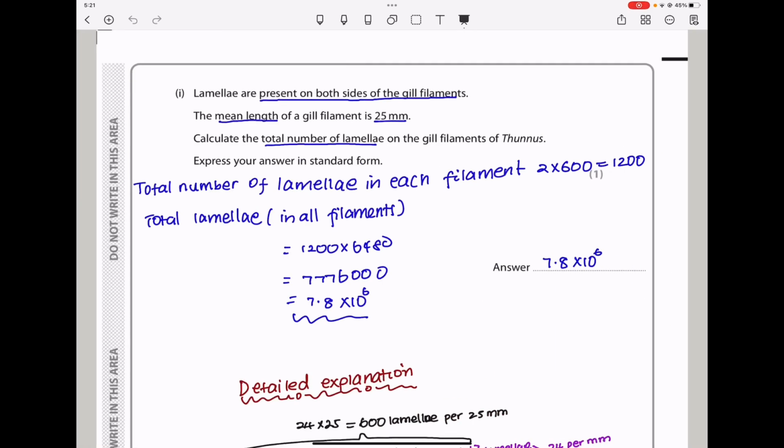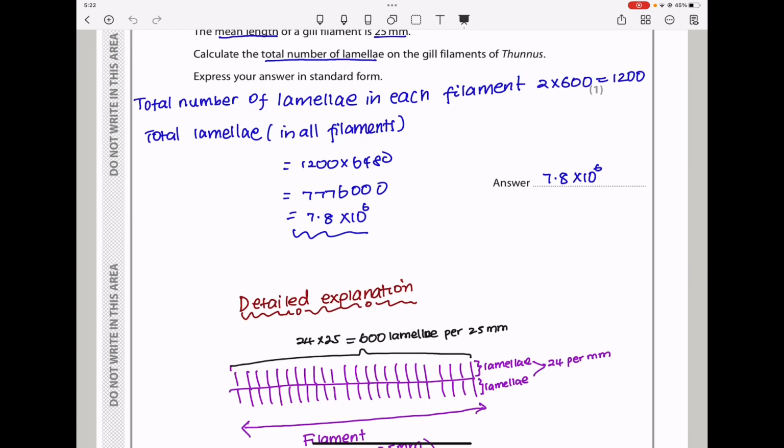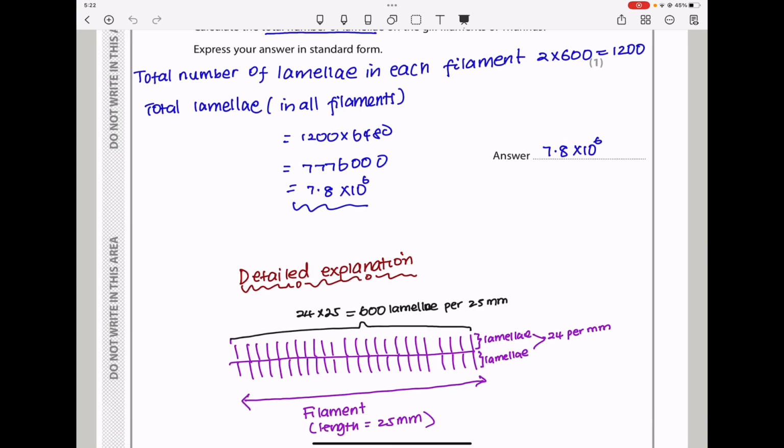Moving on. Here they say, lamellae are present on both sides of the gill filament. The mean length of a gill filament is 25 millimeters. They want you to calculate the total number of lamellae on the gill filament of Thanos and express the answer in standard form. Before I go through my answer, I want us to look at this explanation.